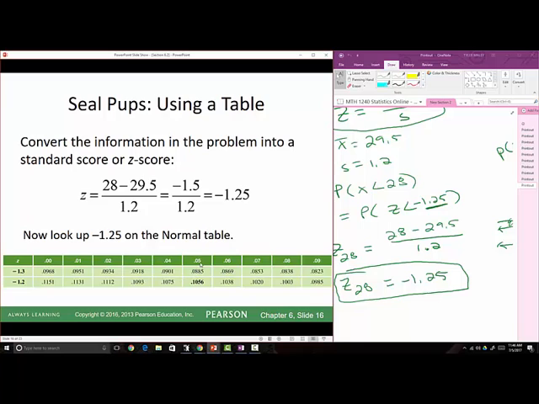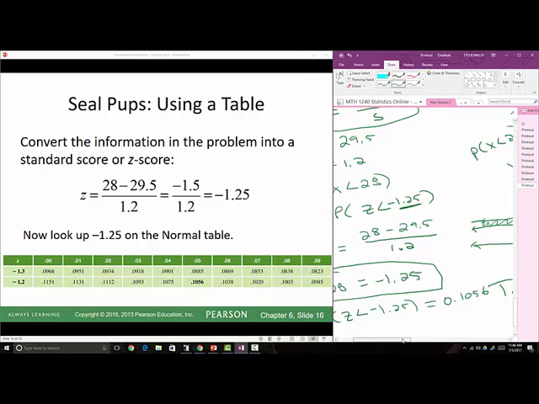And then where does that match up with the 0.05 column? Remember, this gives you the first decimal place value, and this gives you the second place value. That's 0.1056, that's where that matches up, and that's where we found it before. So that would be the probability, because we were looking for the probability to the left. So the probability of z being less than negative 1.25 is equal to 0.1056.